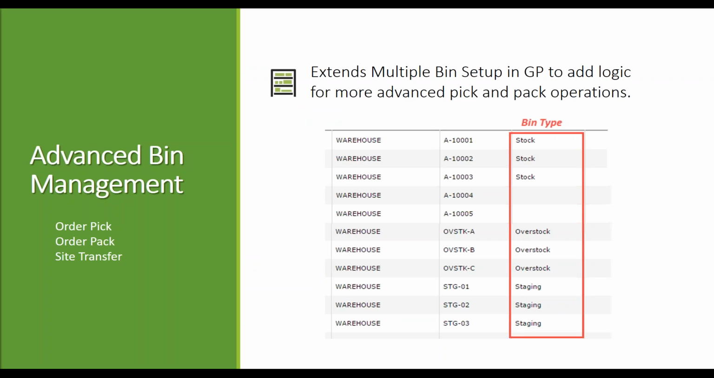And then we've extended multiple bin tracking even further by being able to add what kind of bin you're actually using. This is called our advanced bin management. It allows us to identify if it's a stocking bin, an overstock bin, or a staging bin, and we can apply different rules on different transactions based on the bin type. That's, again, some extensibility that Panatrack has built out on the multiple bin setup.